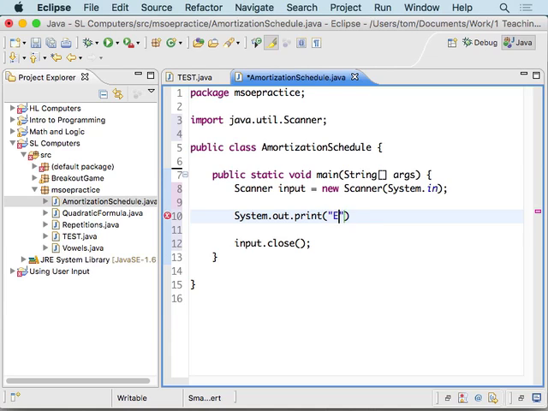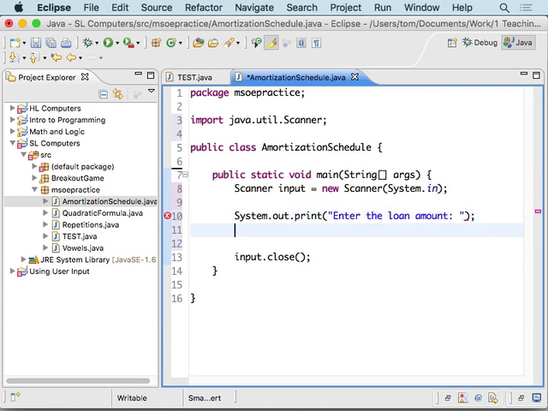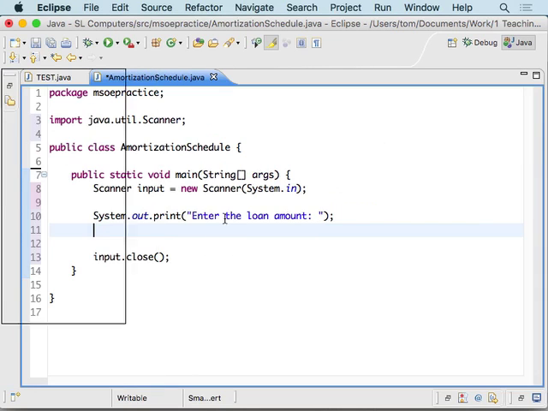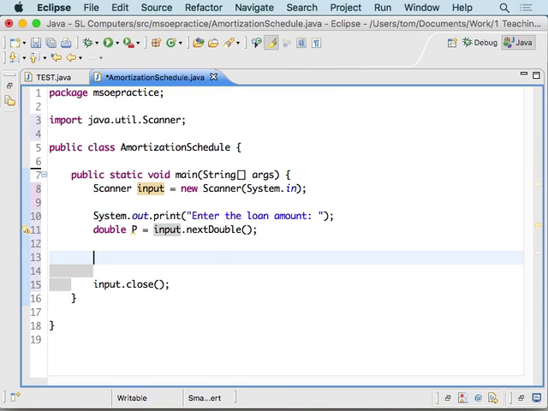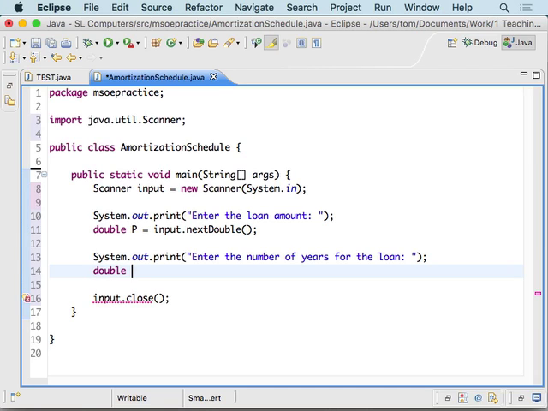And just to get this thing moving pretty quick here, we're going to say enter the loan amount. And I believe that they called that P. So I'm going to input the next double for that. Then it says enter the number of years for the loan. And I don't think it gave me a variable for that. So I'm just going to say years equals input.nextDouble.